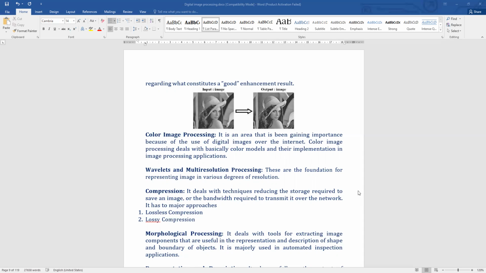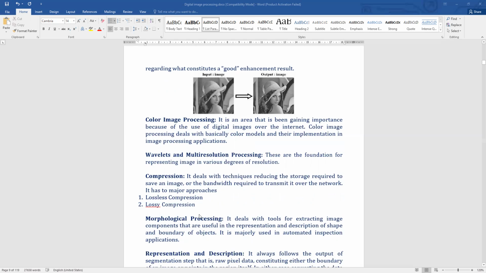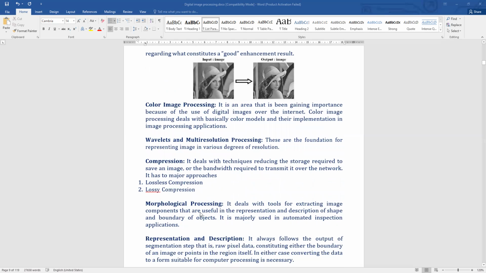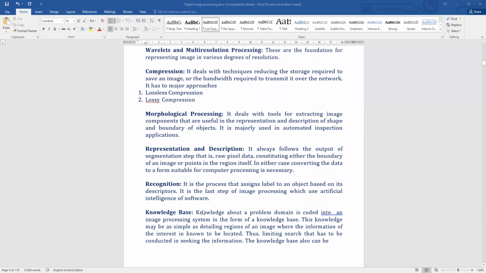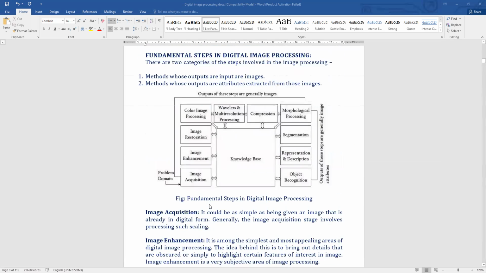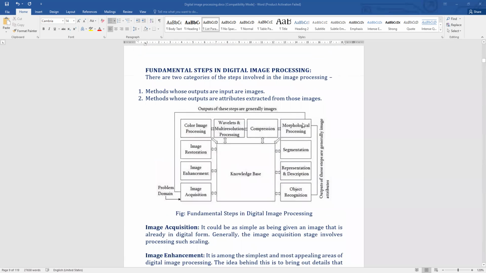It deals with the technique of reducing the storage required to save an image or the bandwidth required to transmit it over the network. So lossless compression and lossy compression, these are the two types of compression we are using for images. So next is morphological processing. You can see here, this is a morphological word we have to use. This is said to be morphological processing.